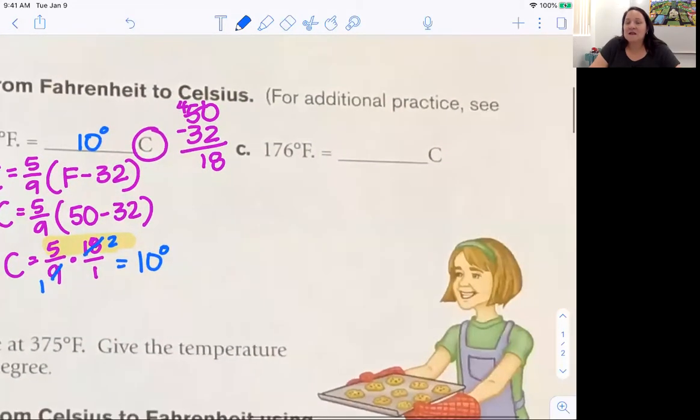Okay, I want you guys to pause, and I would like you to try letter C on your own and then come back when you have the answer.